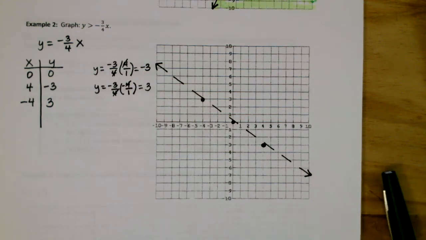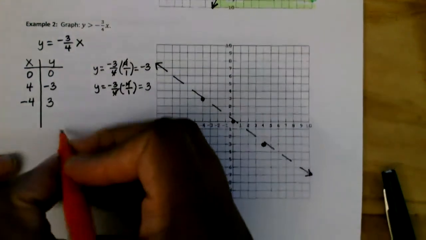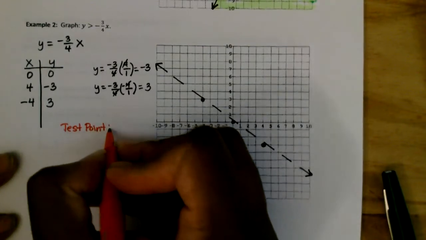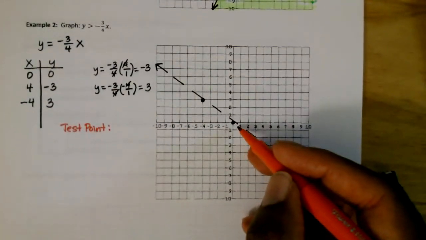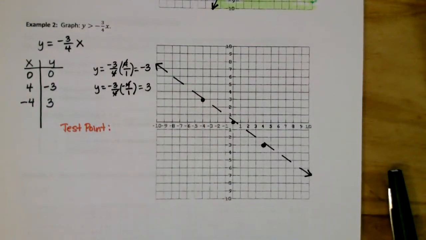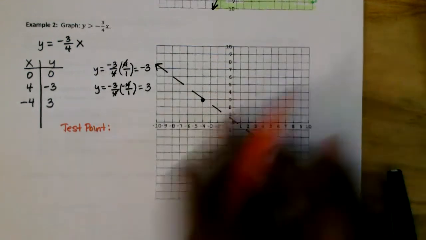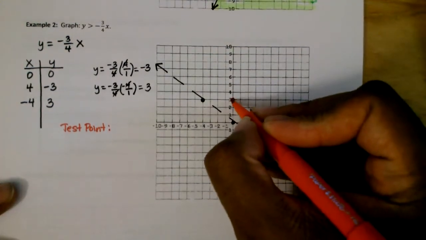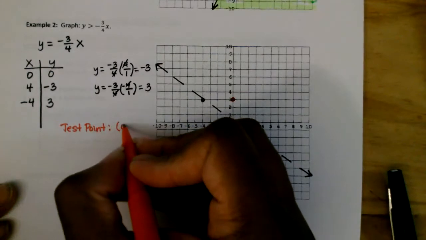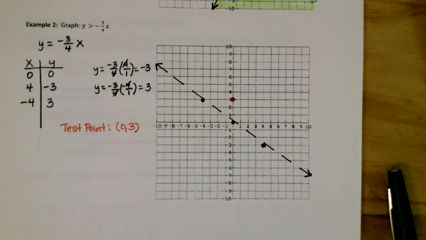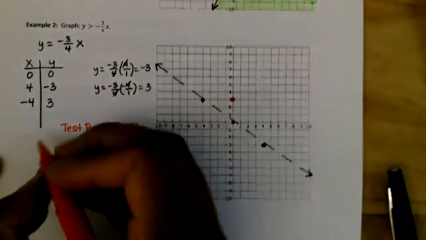And then next, I'm going to select a test point. Now I can't use 0, 0 because that point is on this dashed line. So I'm going to have to use another test point, either here or here. And I'm going to use this test point right here, 0, 3. I'm just using that as a test point. And then I'm going to substitute the x with 0 and the y with 3 in that inequality.